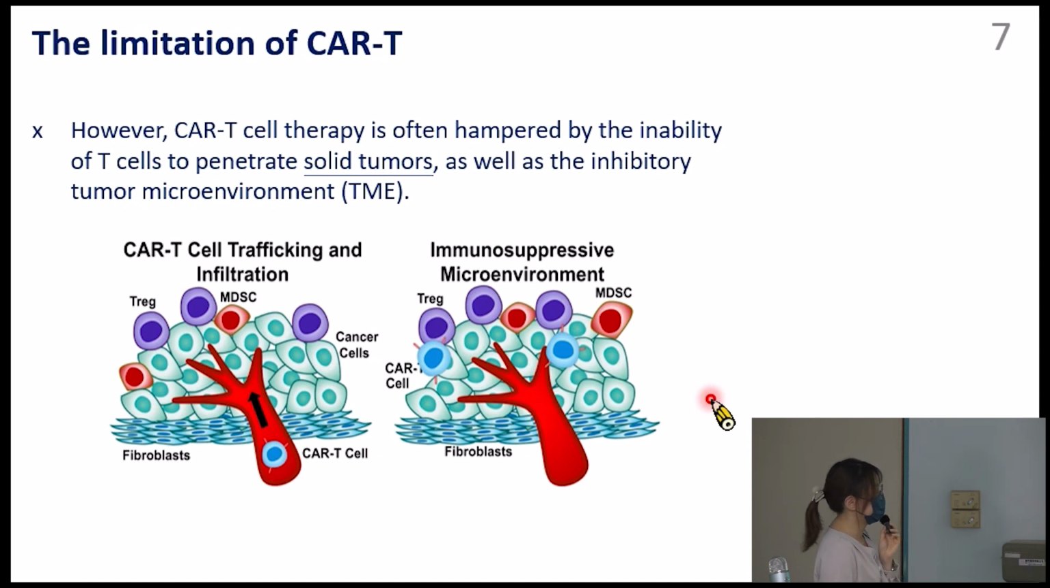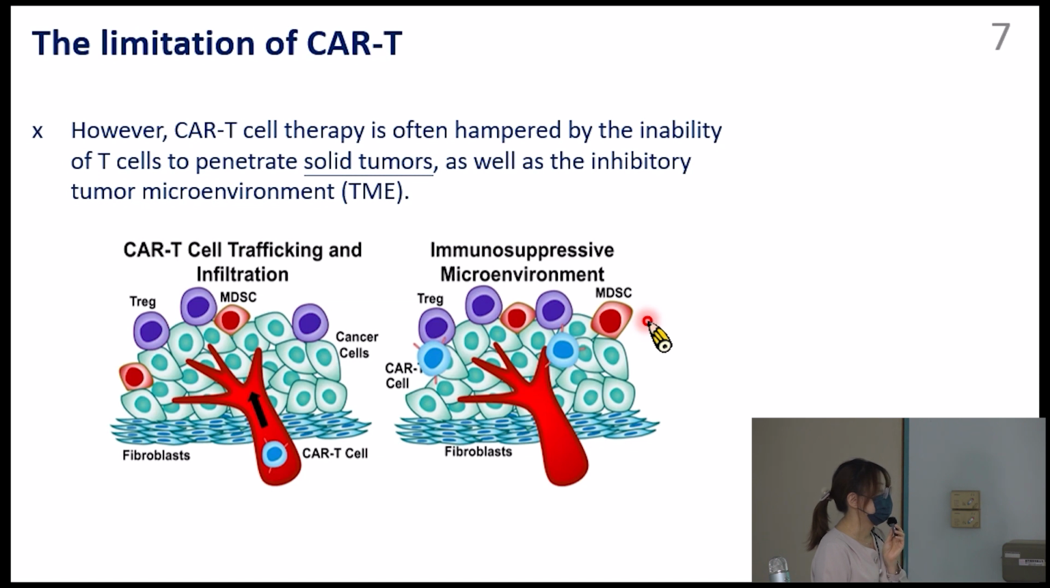And the second problem is immunosuppression, because in the tumor microenvironment there are some kinds of immune cells such as regulatory T cells or MDSC.